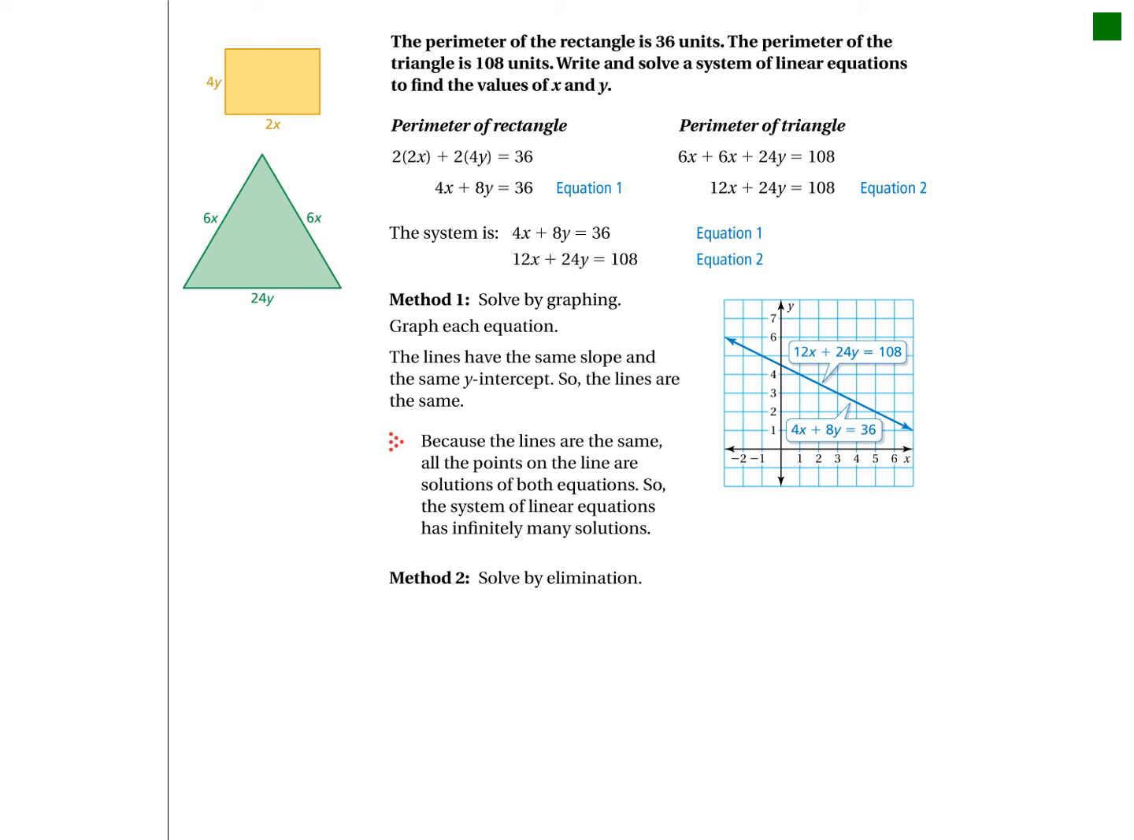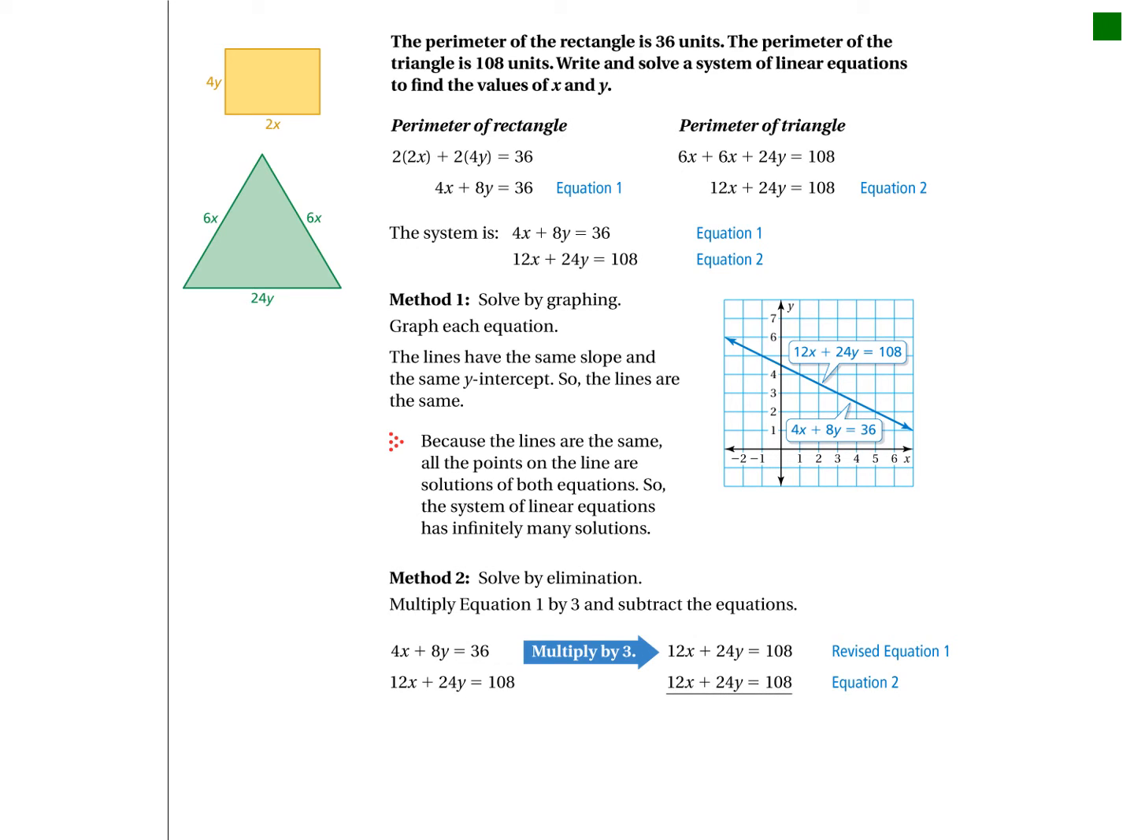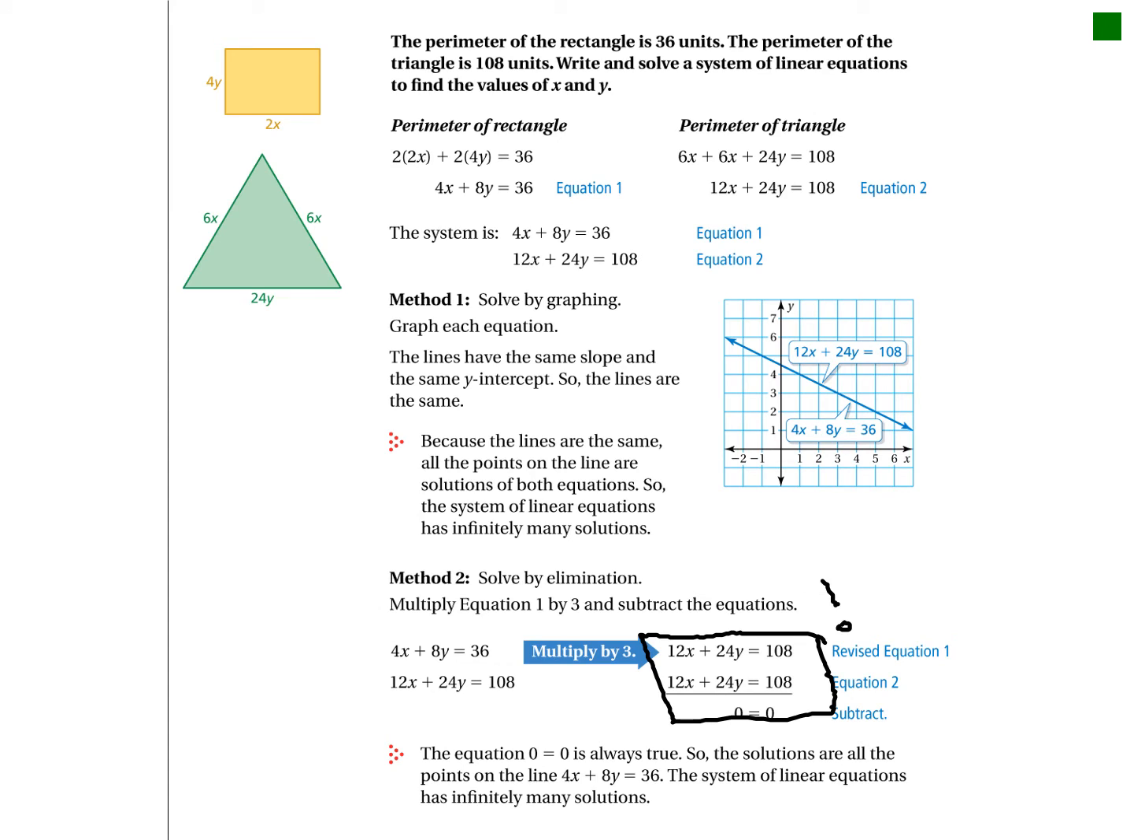You might be able to visualize it a little bit more since these two equations are not exactly the same. So we're going to multiply equation 1 by 3, like I talked about, to get 12. Now we have 12x plus 24y equals 108. This is our key part right here for elimination. These two equations, when we manipulated that first one, are the exact same. So if they're the same equation, they'll have all the same answers, which means infinite solutions.